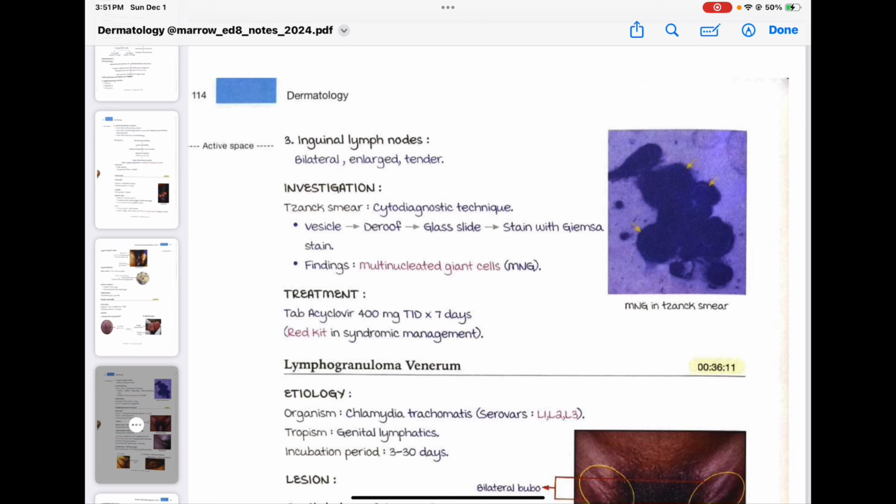If non-tender, then it is syphilis, with rubbery lymph nodes. If they are tender, then you check if it is bilateral. If bilateral, you check for the presence of a bubo. If the bubo is absent, then it is herpes. But if it is present, then you check if there are anogenital ulcers. If anogenital ulcers are present, then it is chancroid, and if absent, then it is LGV.